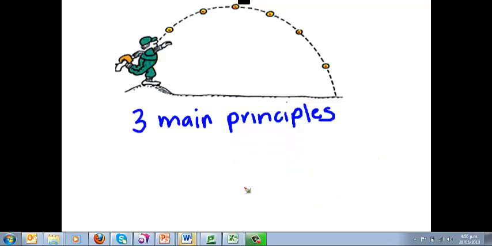Okay, so just to recap the three main principles. So angle, the optimum is 45 degrees. Speed, okay, the more force I apply onto the particular object, the further the projectile or object will go. Okay, and for the height of release, the higher my object, whatever I'm throwing, is off the ground, the longer gravity will act upon it before it pulls it down onto the ground.